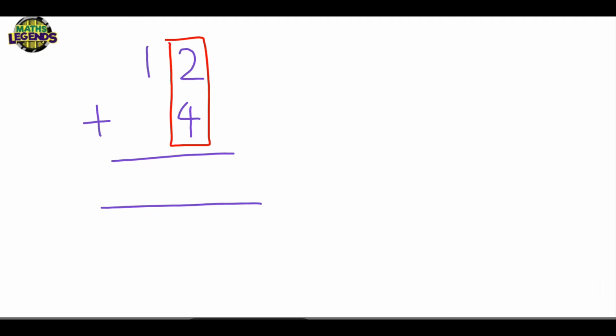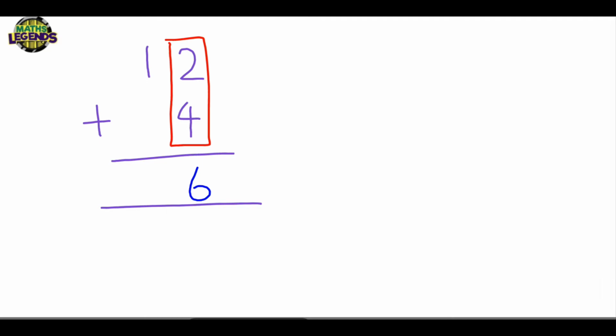In this video, we will look at how to add two-digit numbers. So let's start with the example: 12 plus 4. Here, we start from the right-hand side. We sum the numbers in the right-hand side column. That's 2 add 4, which is 6. So we place that underneath 2 and 4.